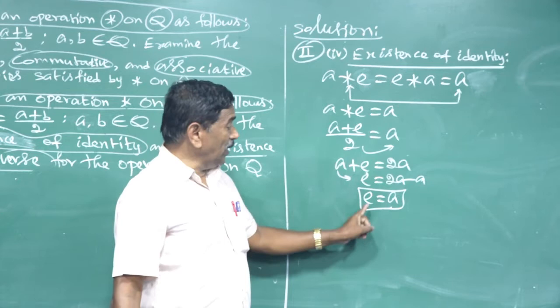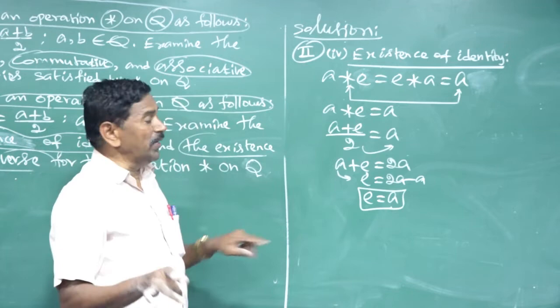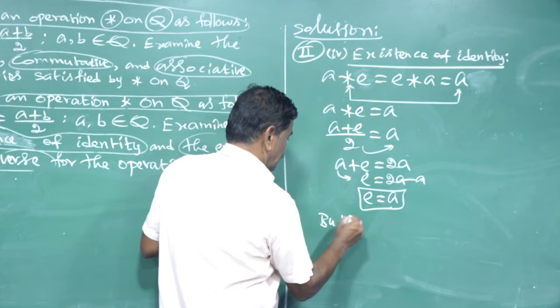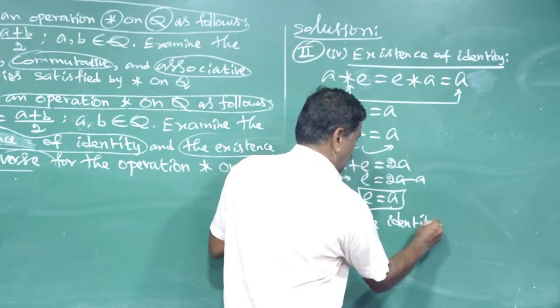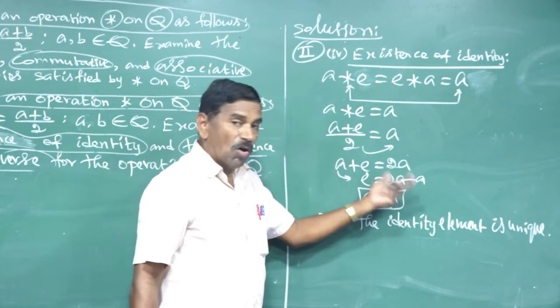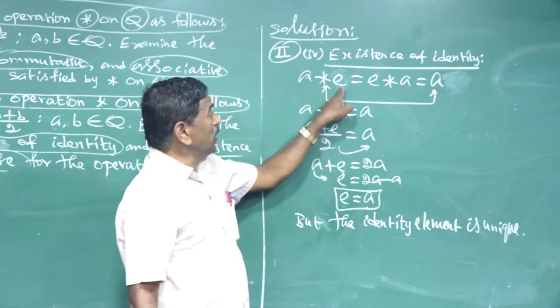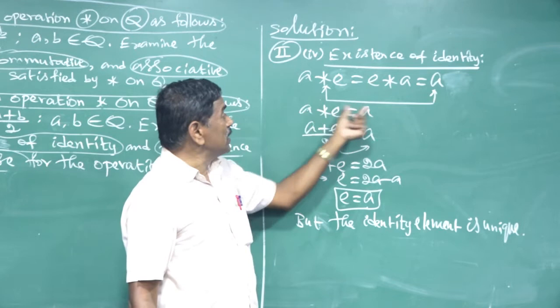Okay? E is equal to A. Here, we know that the identity element is unique. So there is only one identity in the set. But here, E is not unique. Because, suppose if we take A, you will get E equal to A. Similarly, for example, B star E is equal to E star B is equal to B. Then considering first and last, B star E is equal to B, then you are going to get E equal to B. So here the identity E is not unique.